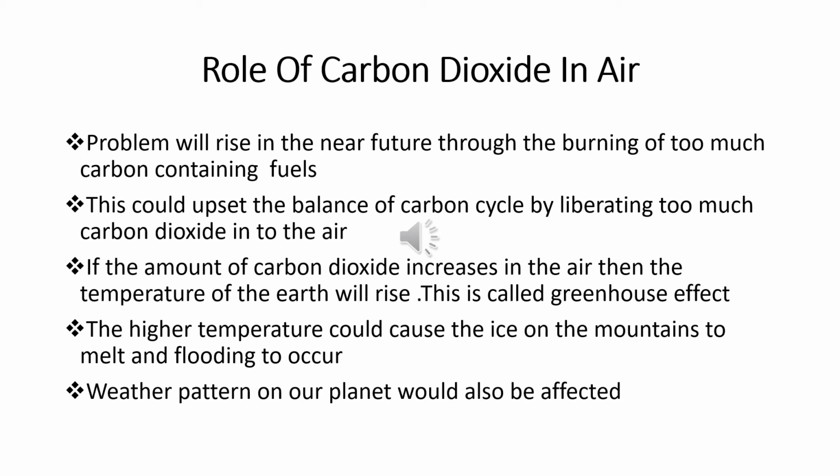If the amount of carbon dioxide increases in the air, then the temperature of the earth will rise, and this is called the greenhouse effect. The higher temperature could cause the ice of the mountains to melt and flooding to occur. Weather patterns on our planet would also be affected.